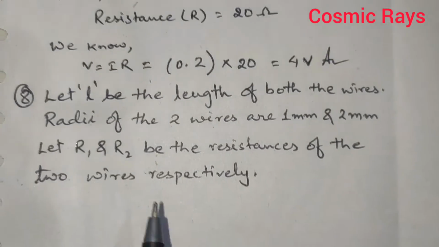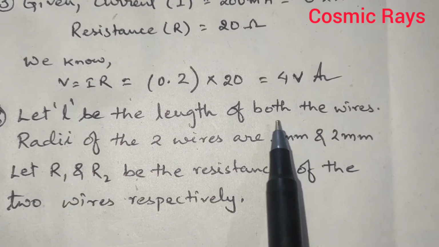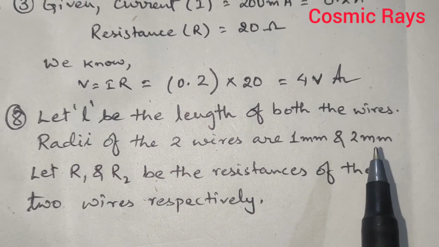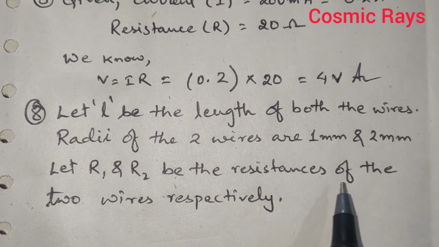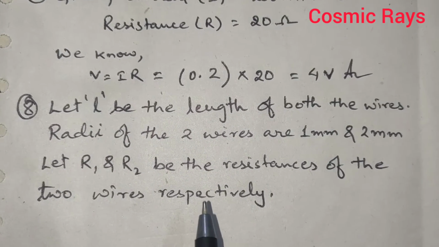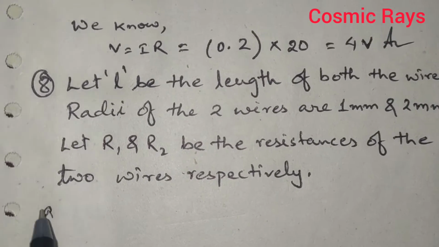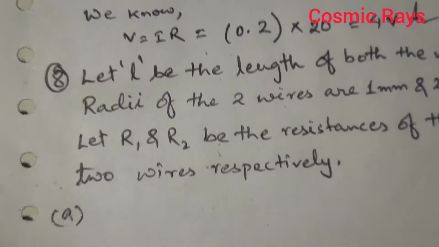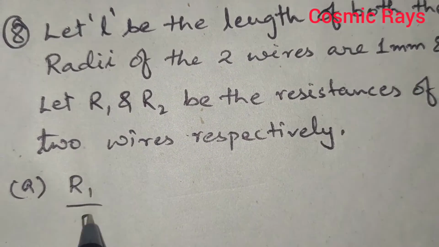So here we have written the given things. We have assumed that let L be the length of both the wires. Radii is given as 1 mm and 2 mm. And we have said that let R1 and R2 be the resistances of the two wires respectively. The first part of the question wants us to compare the resistances. So for comparison, we will just write R1 by R2.